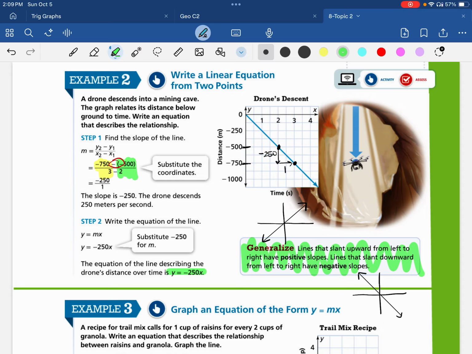Make sure if you have the graph and you can see that it's going down and to the right, that your answer that you get for the slope is a negative number. And likewise, if it's going up and to the right, you want to make sure that your slope is a positive number.